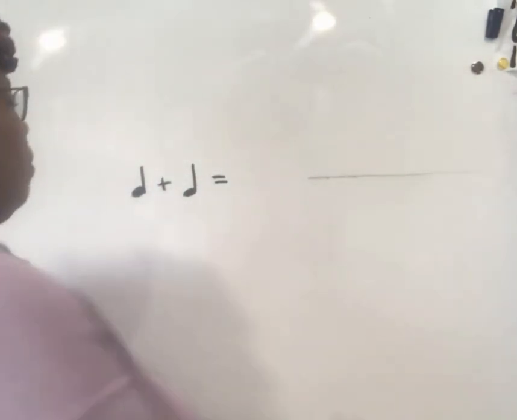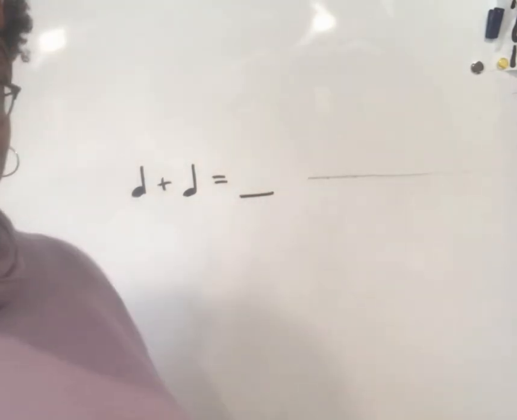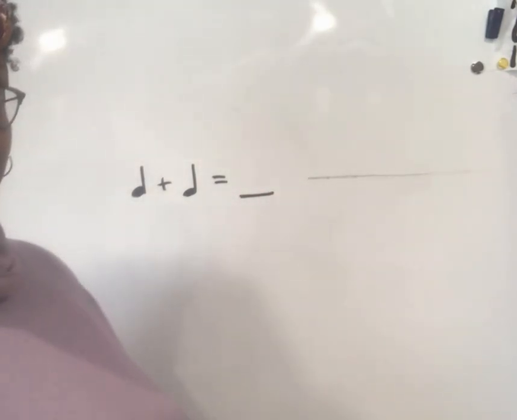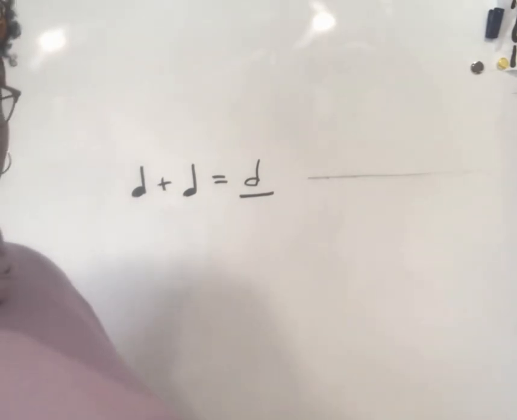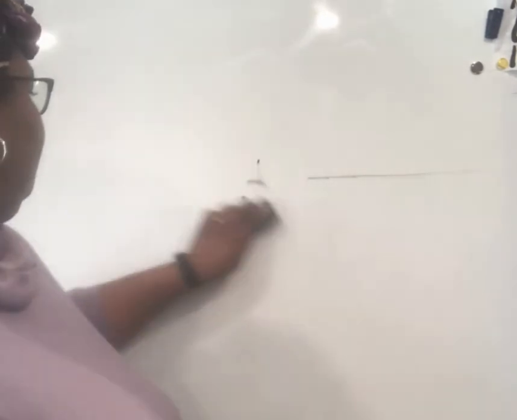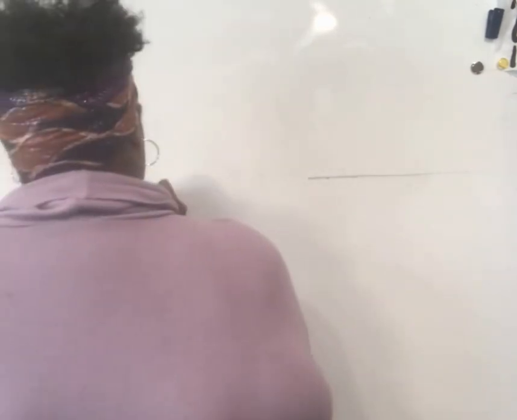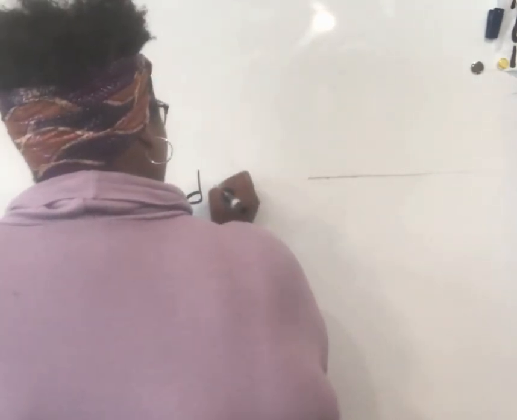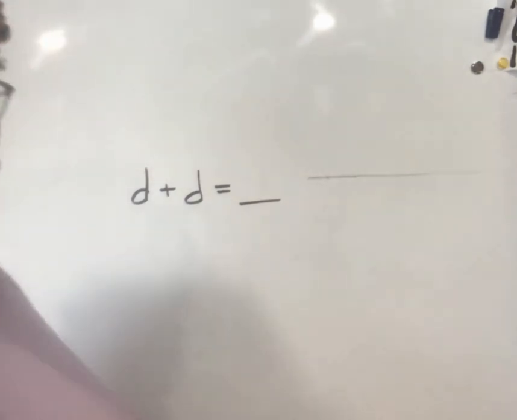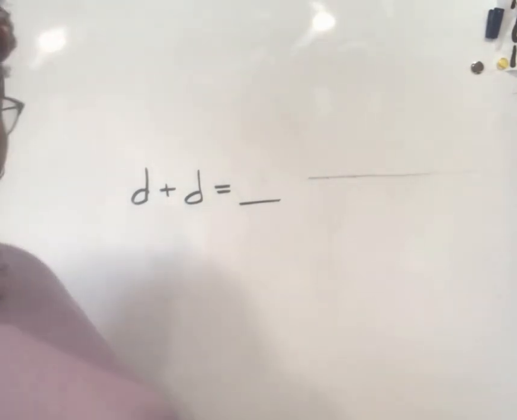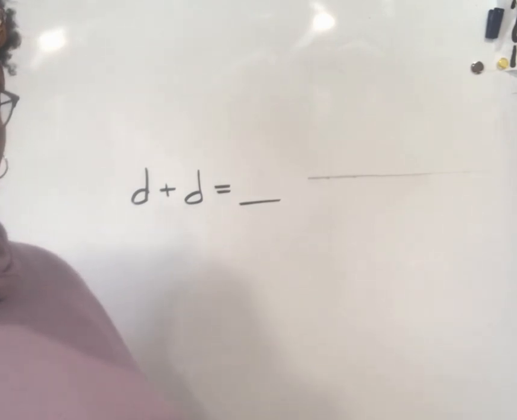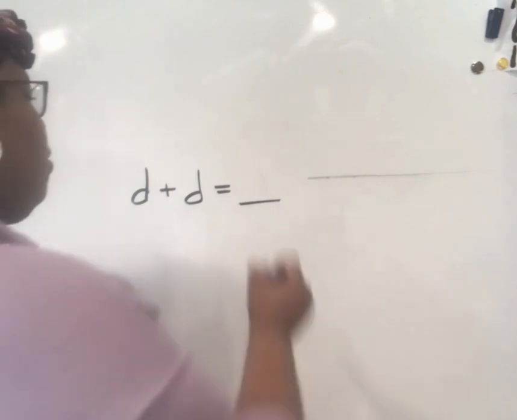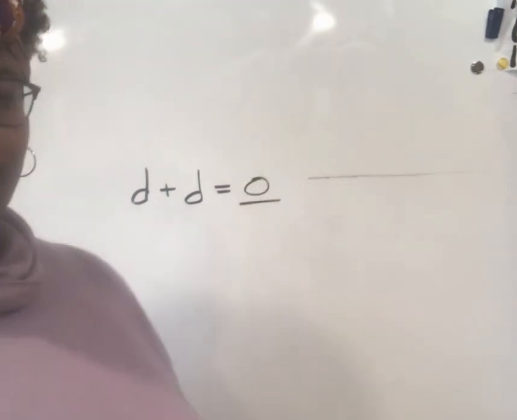What note value can we put in this blank to make our equation true? Did you say a half note? You would be correct. What note value can we put in this blank to make our equation true? Did you say a whole note? You would be correct.